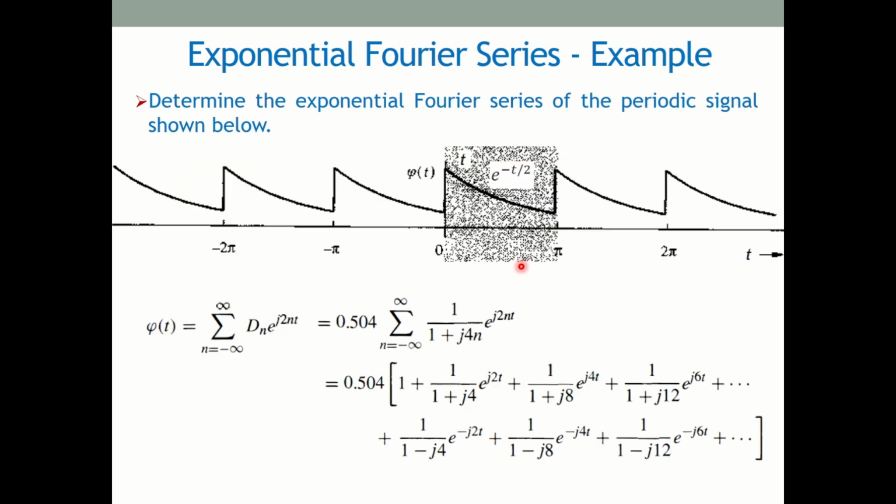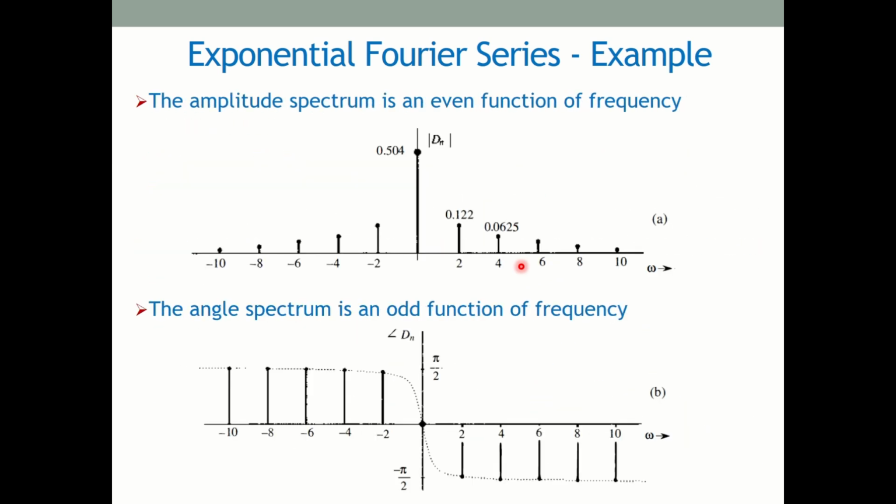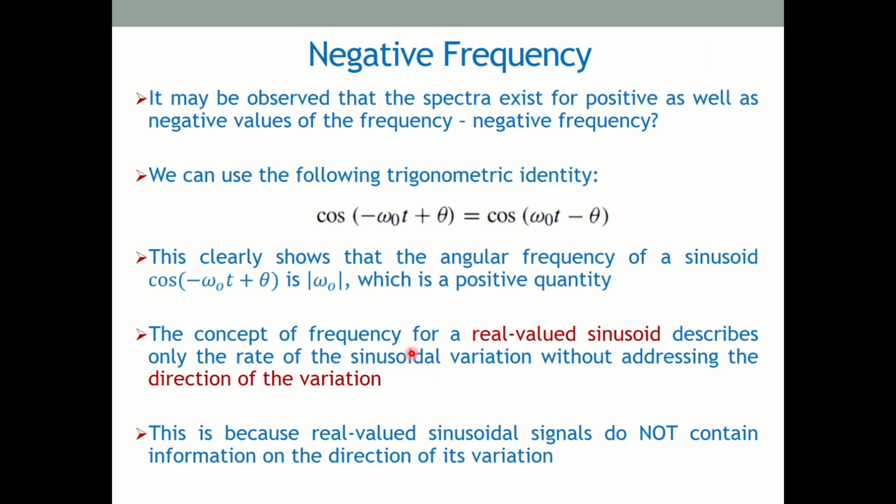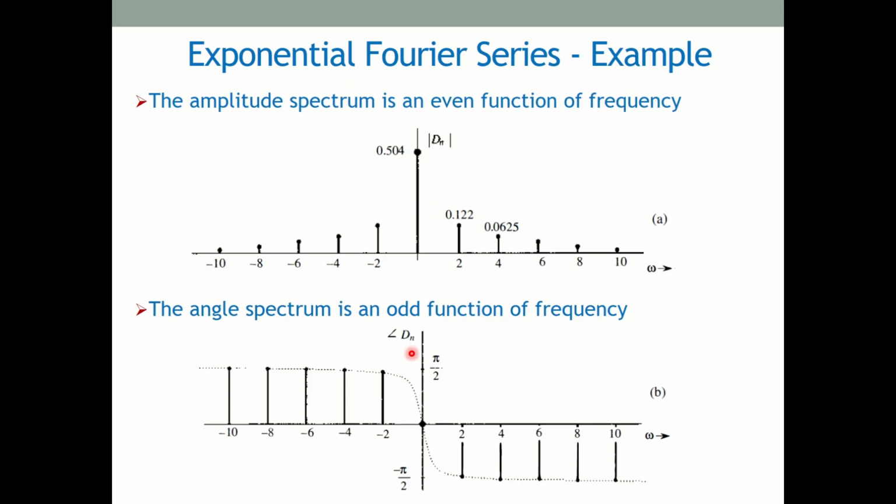We can also plot the phase angle of this. So we have omega on this axis and phase is plotted on the y-axis. So this is the angle of dn. This is what it means by the Fourier series of a periodic signal.